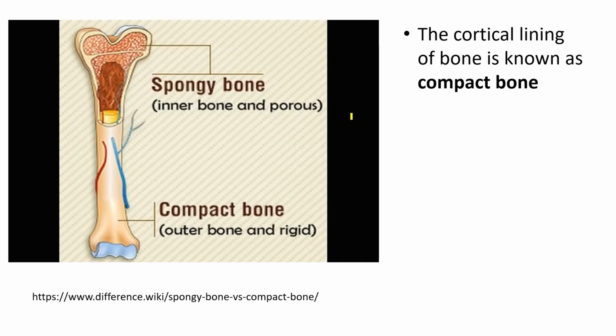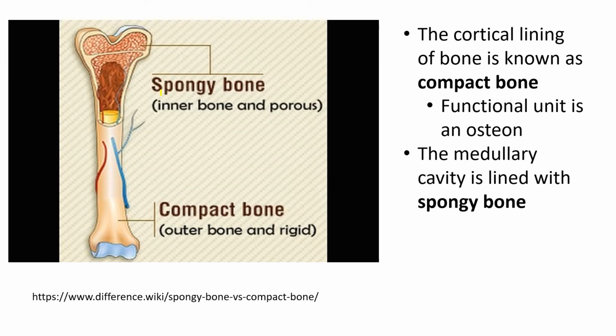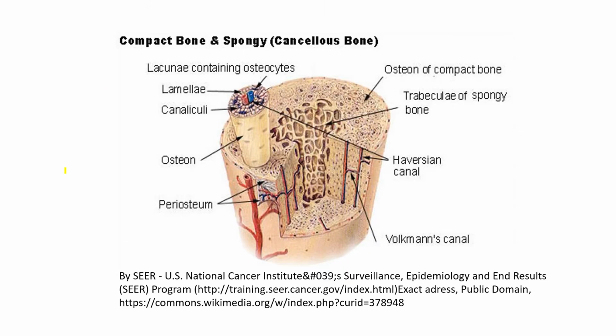Next, let's talk about compact bone. So the cortical lining, or the outer lining of bone, is cortical or compact bone, and the functional unit of compact bone is the osteon. The medullary cavity is lined with spongy bone, and this is more porous and trabeculated, and the functional unit is the trabeculae. So here is the osteon, which is the functional unit of compact bone, which lines the cortex. And here is the trabeculae of spongy bone, which lines the medullary cavity.